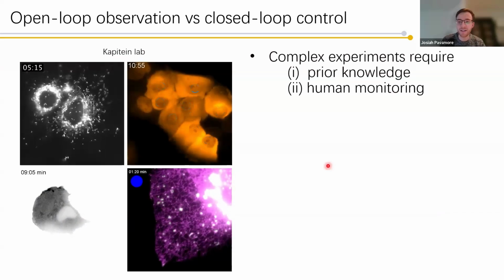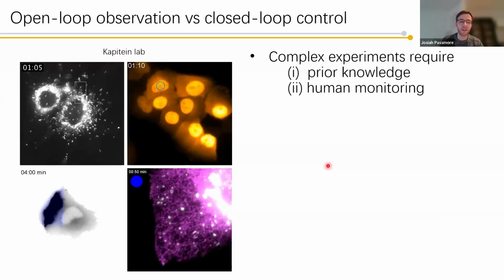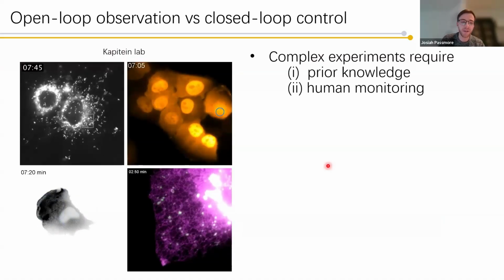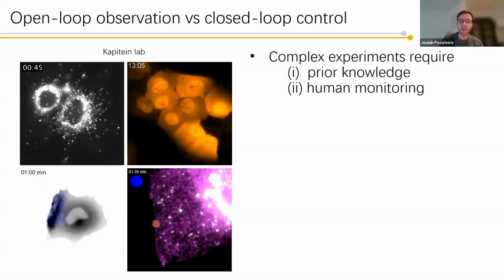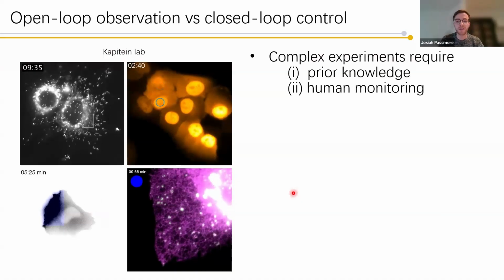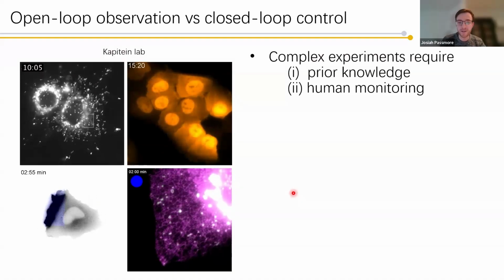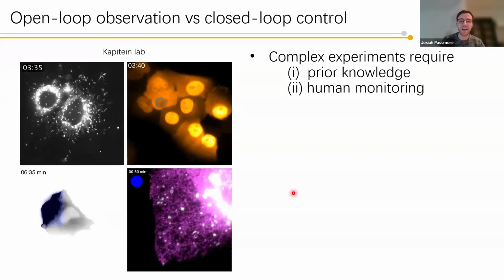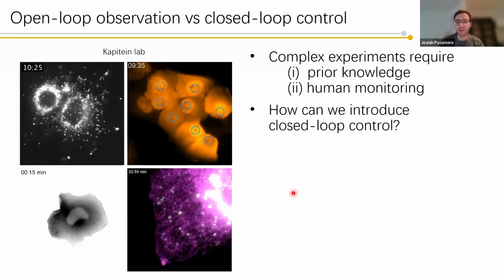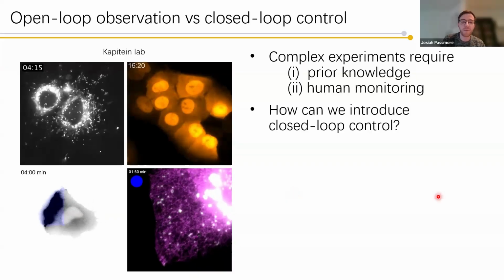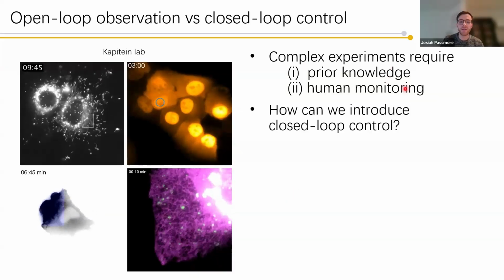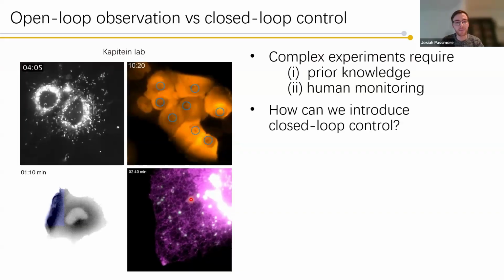So you have to sit there at the microscope and you have to monitor your experiment such that you, after some time, click in a certain region so that you illuminate that particular area. And so for some time, we were okay with that, and we just got master students to do this human monitoring. But after a while, we looked at how we could introduce closed loop control. So how could we really replace this kind of prior knowledge or human monitoring with microscope-based control?